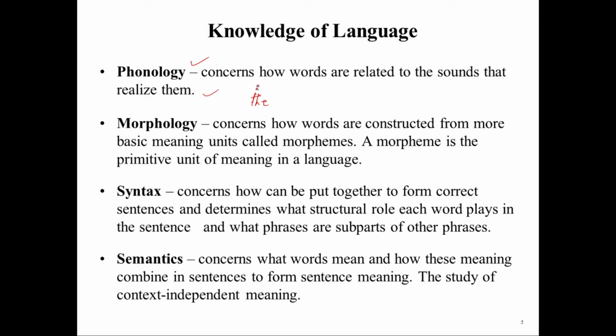The next one is morphology, which concerns how words are constructed from more basic meaning units called morphemes. A morpheme is a primitive unit of meaning in a language. So morphology is another concern. The next one is syntax, which concerns how words can be put together to form correct sentences and determine what structural role each word plays in the sentence.